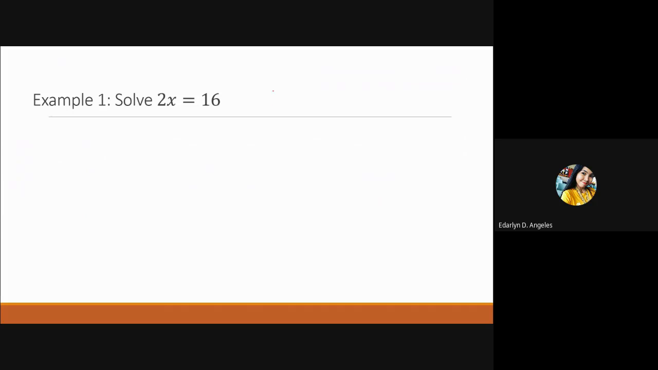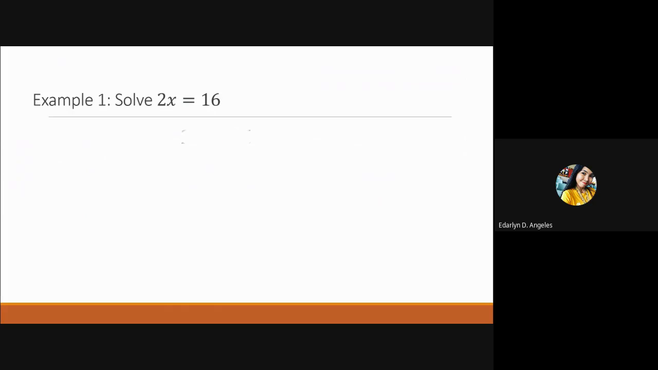Notice that the variable is already isolated on one side of the equation. Diba? Naka-isolate na siya. However, the coefficient of the variable x is 2. We said that we should make it 1, no? So recall the multiplicative inverse of a number. We know that when we multiply a number by its multiplicative inverse, the product is 1.